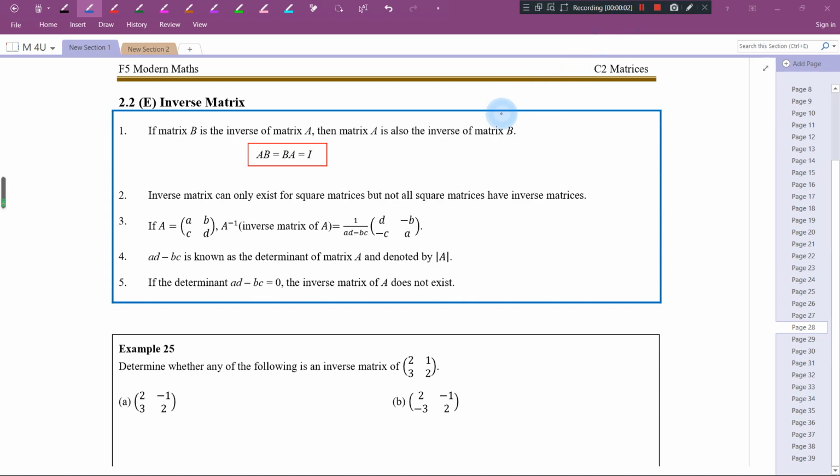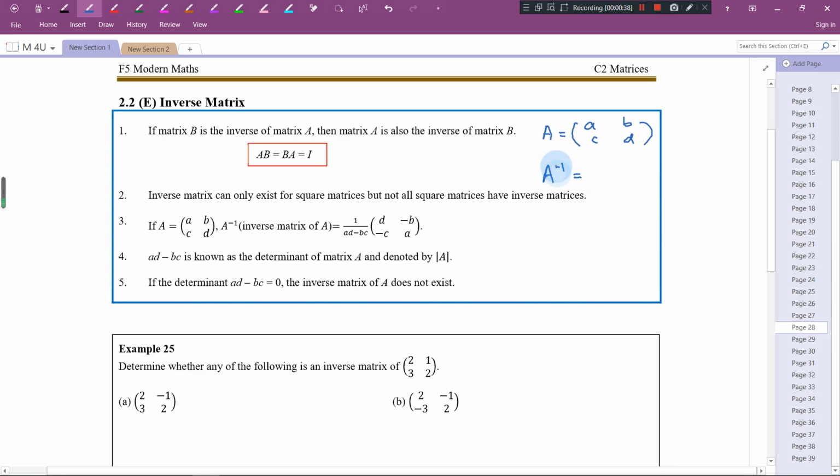Hi everybody, today let's look at how to find the inverse matrix of a 2 by 2 matrix. Inverse matrix can only exist for square matrices, but not all square matrices have inverse matrices. Okay, if I have a matrix A with the elements A, B, C, D, we can represent the inverse matrix of this matrix using this notation, A with a -1 in superscript.